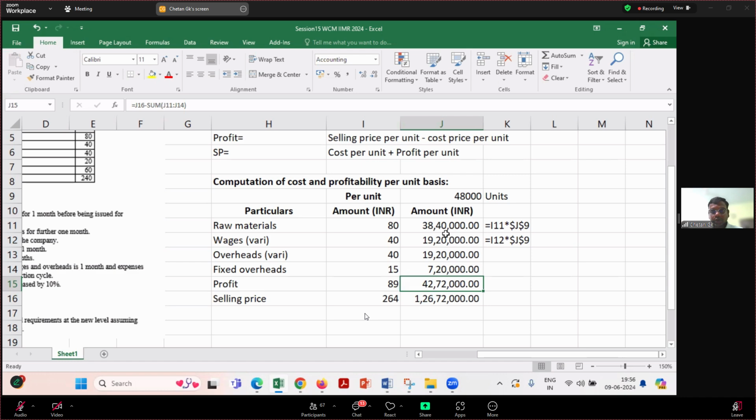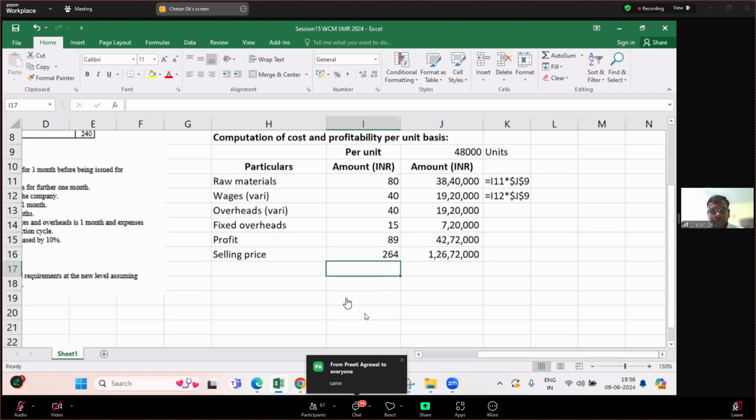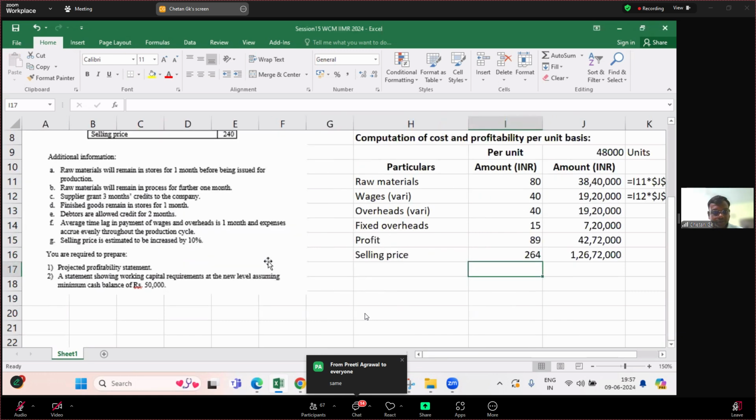Okay, so we are done with this. The cost per unit and the profit per unit are intact now. Okay, so it is matching, yes. So now, the projected profitability statement, we are done with this. The second is the statement showing the working capital requirement at the new level, assuming that the minimum cash balance is 50,000. The second one we are supposed to do now.